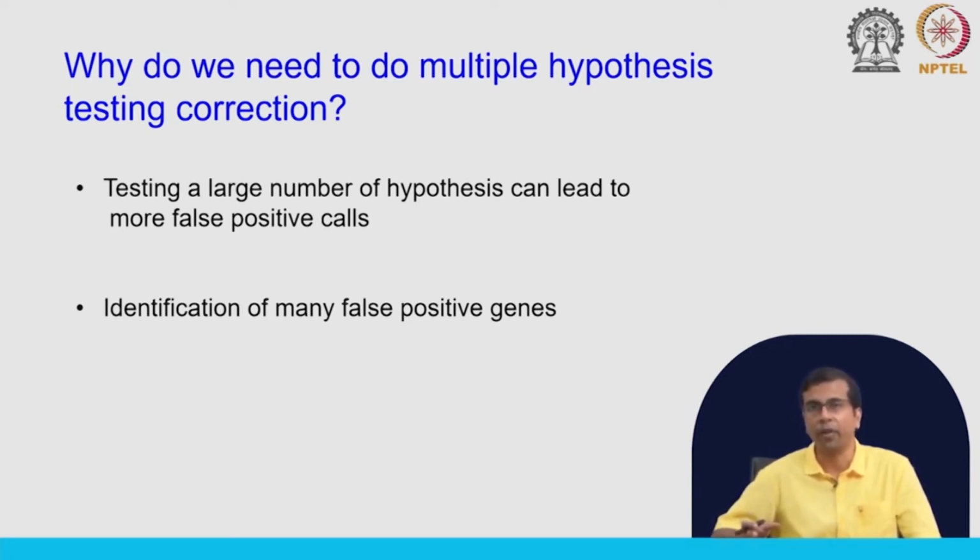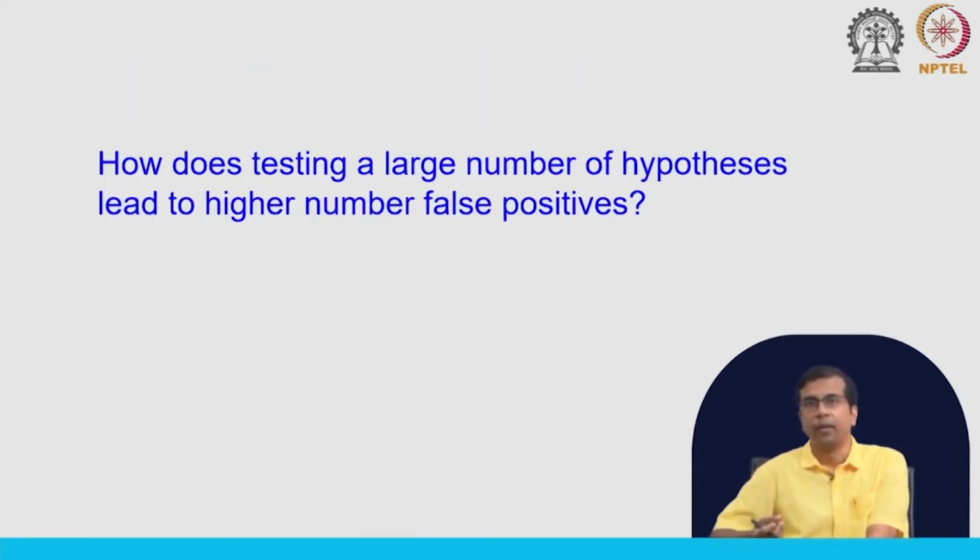So we want to avoid these false positive genes or false positive calls, and this is true for many situations where you are doing this kind of multiple hypothesis testing. The question now is, how does testing a large number of hypotheses lead to a higher number of false positives? I just mentioned that if you test a large number of hypotheses, you will get more false positives. So the question is why, and how does this happen?